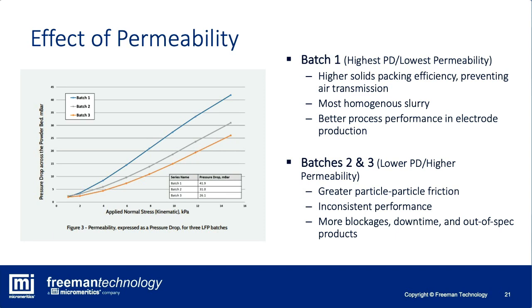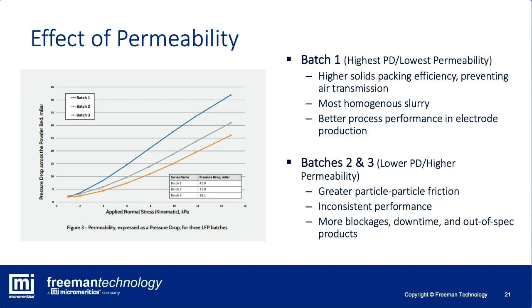So based on these patterns that we see, we can better understand why batch 1 yields a more homogeneous slurry and has better production performance in electrode casting. And likewise, we can understand why batches 2 and 3 gave inconsistent performance and led to blockages, downtime, and out-of-spec products.